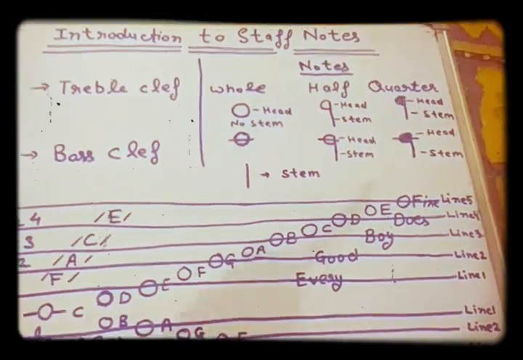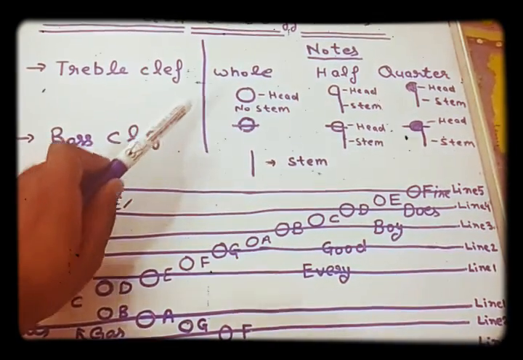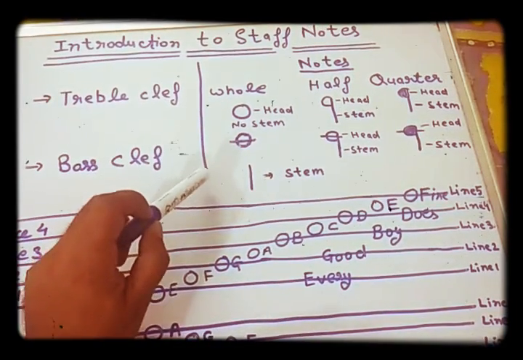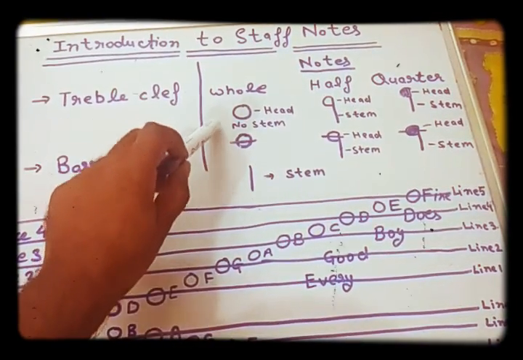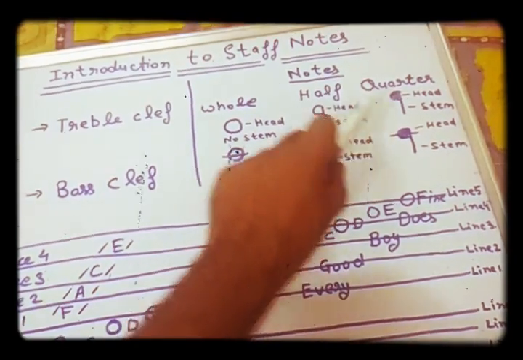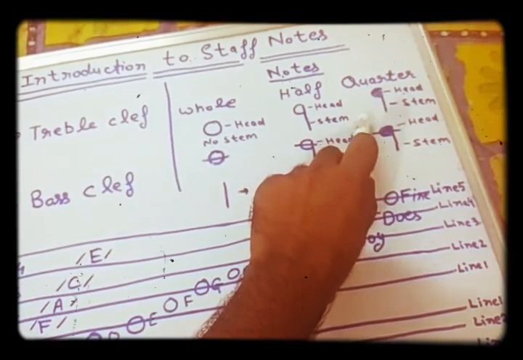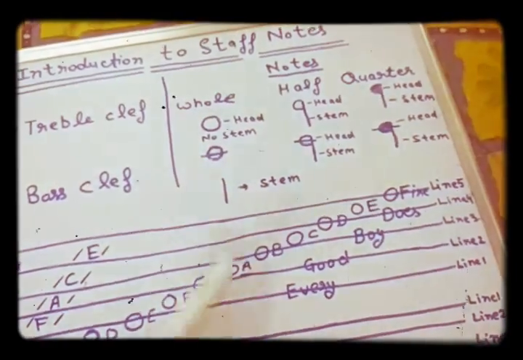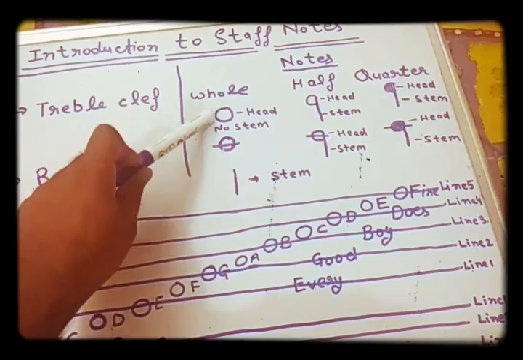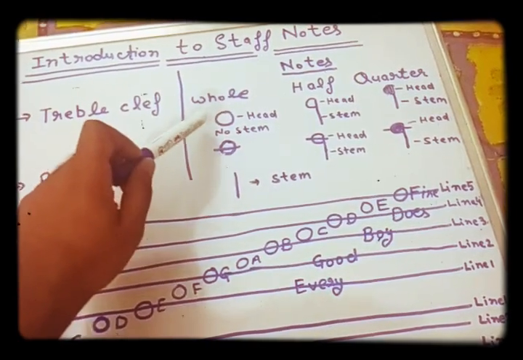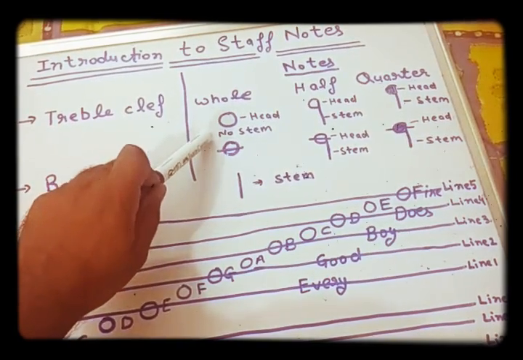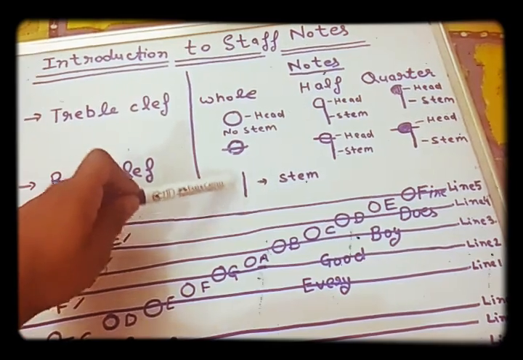Now let us focus on the notes. So the notes are divided in 3 parts. The first part is called the whole note. Then the second part is called the half note, and the third is known as quarter note. They have different symbols. Like this one is called the head, and this sign is called the whole note. It only consists of the head part. There is no stem including it. This line is known as stem.